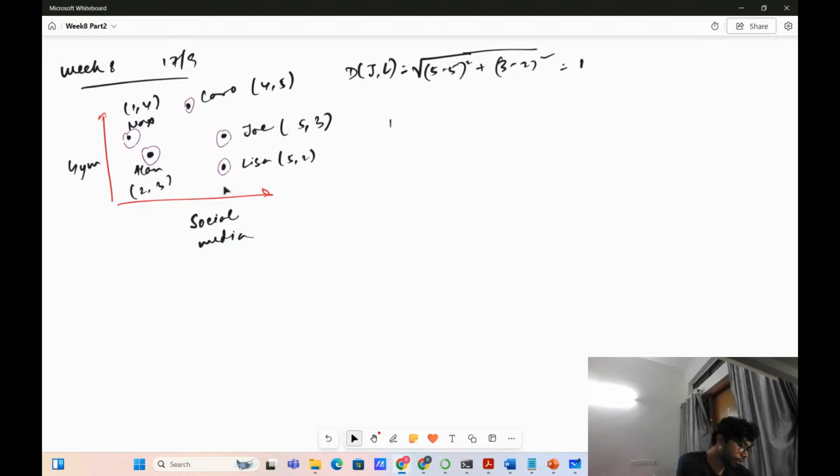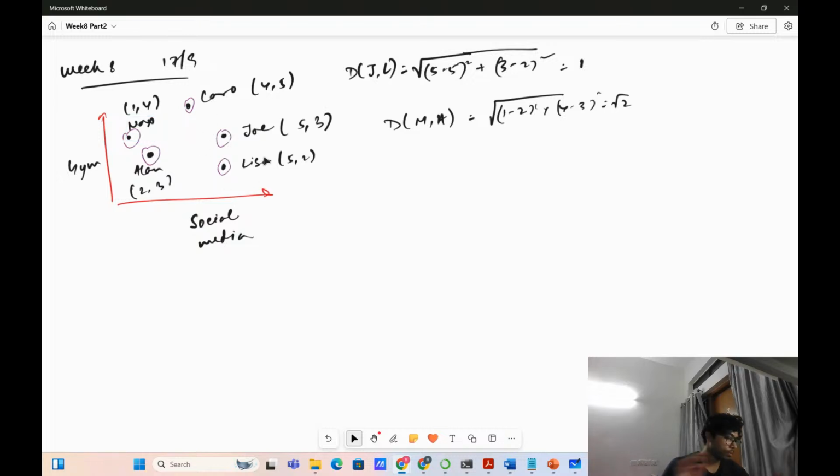Similarly, you can calculate the distance between Max and Alan. It's 1 minus 2 whole square plus 4 minus 3 whole square. That's root 2. I will not calculate all the distances because visually you can see that this distance is higher, this distance is higher, this distance is also higher. You can calculate it and make it a distance matrix. But from this, we can visualize that Joe and Lisa have the lowest distance between them out of any two pairs.